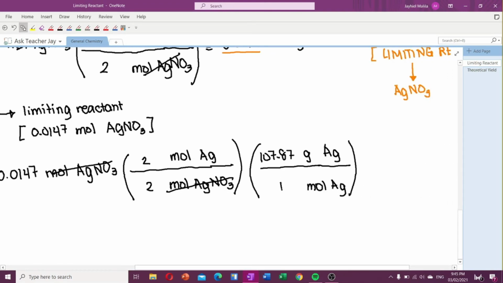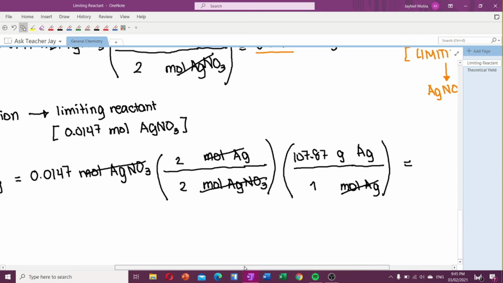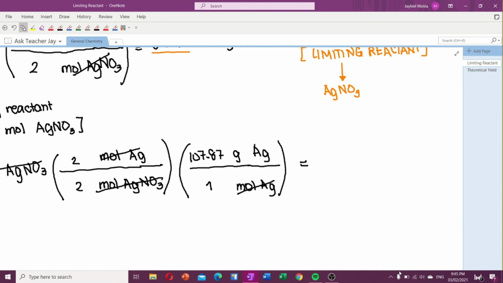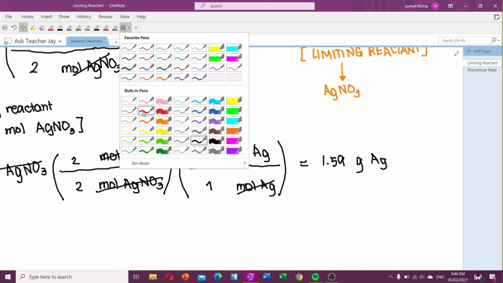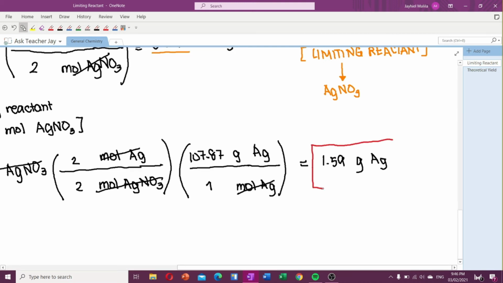107.87 grams per 1 mole. Pause the video if you want, so that you can solve it by yourself. My answer for this one is 1.59 grams of Ag. So I will box this red because this is a very important answer. I might also box this one because this is the first question's answer.